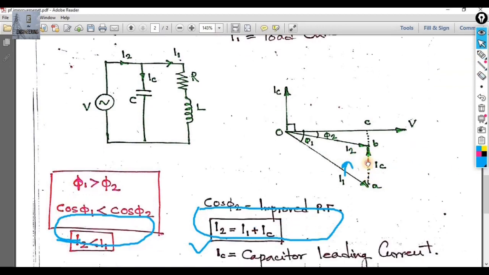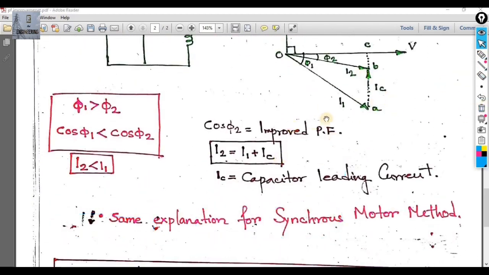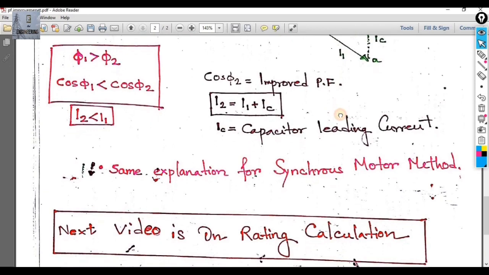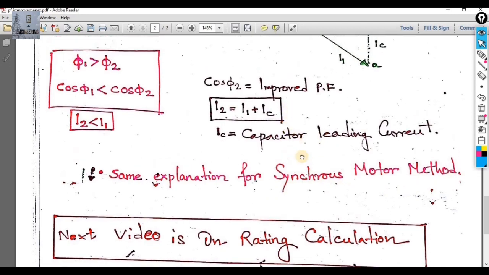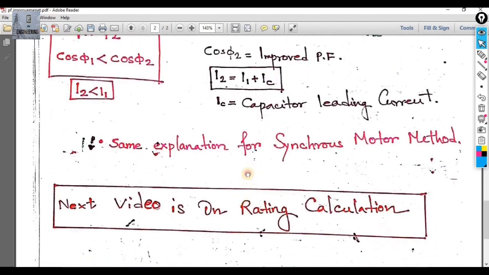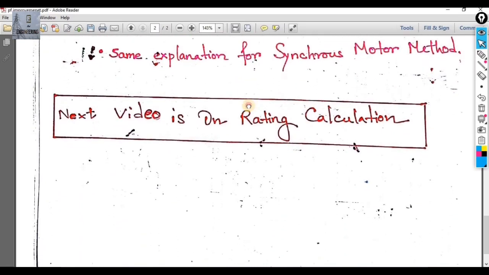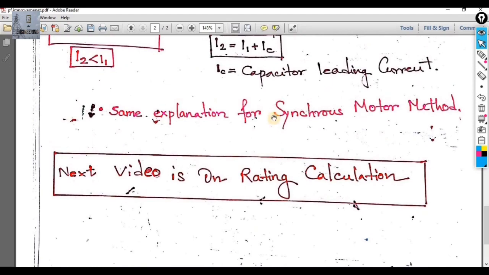So that's how the power factor improvement works. It is also the same for an overexcited synchronous motor or the phase advancer. The total explanation is the same. Next video topic is on the rating of the capacitor calculation.